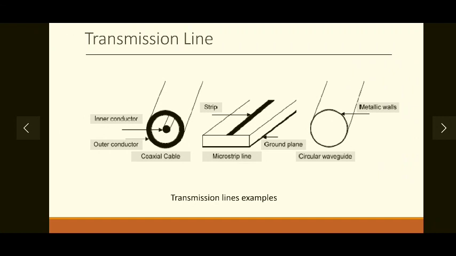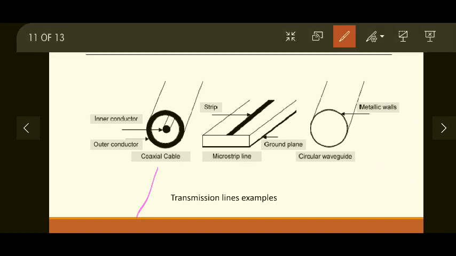So these are some of the examples. This is a coax cable, microstrip line and circular waveguide. Different types of components are used in the two-port networks of microwave communication circuits. We will see the details of all these components in the upcoming sessions.